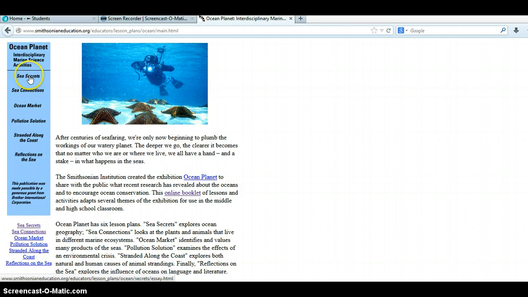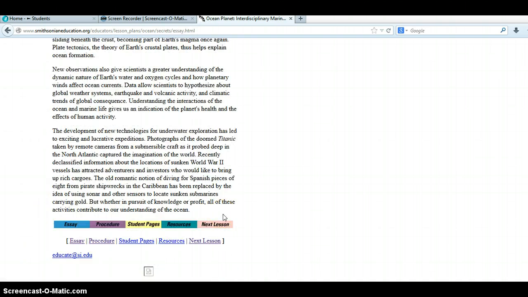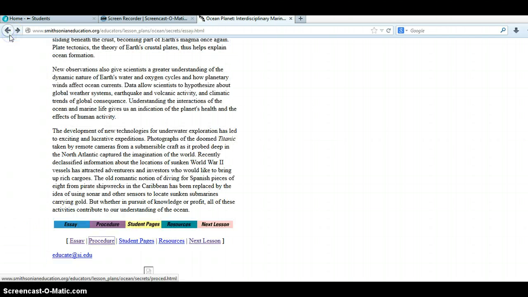So if you go over here to the left, there are 6 different lessons, and if you just click on one and scroll to the bottom, the first part is the essay part, where it kind of gives you an introduction and talks about what the lesson is about. But then when you click on procedure, it'll tell you the actual lesson. And so there are 6 different lessons that you can do. So let's go back to the beginning.